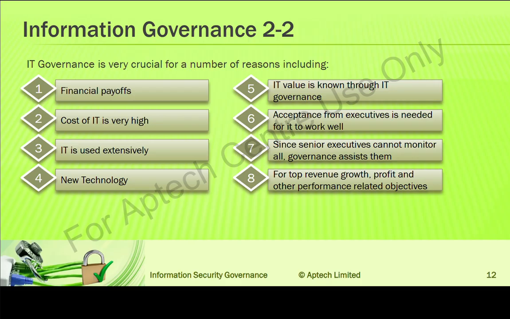The cost of IT is very high. That is why information technology governance is very important, and IT is used extensively in business operations. That's why it's also important. And because of new technologies that are coming out, like Raspberry Pi devices and so forth, IT governance is crucial and of importance.